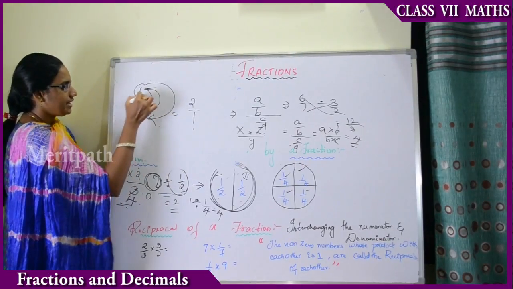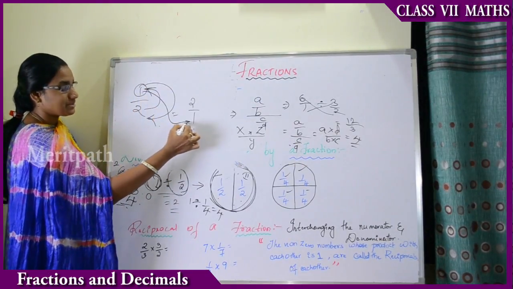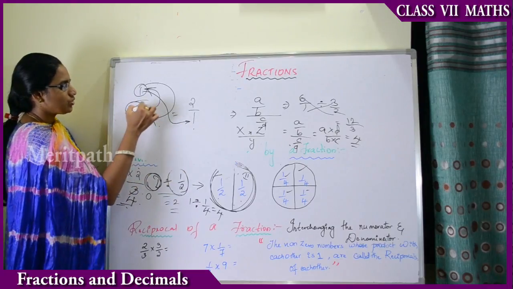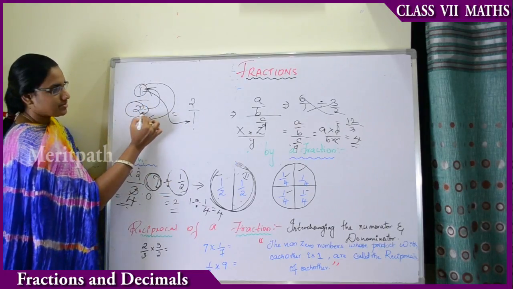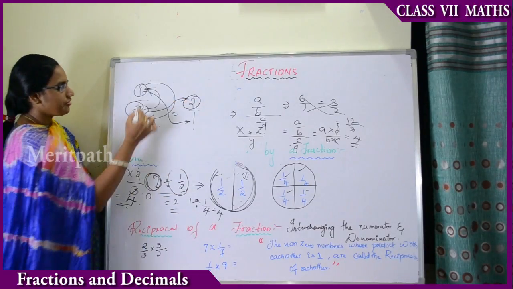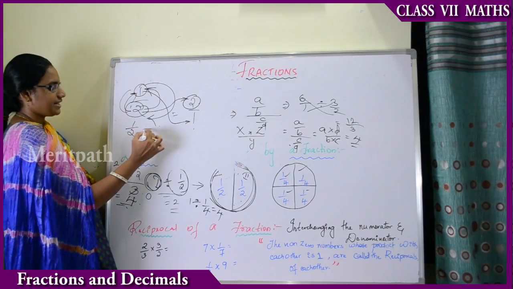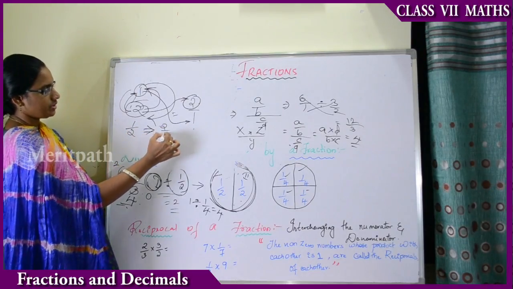That means the numerator, which is 1, is going to the denominator place, and the denominator 2 will be going to the numerator position. That is the interchange of numerator and denominator. In this way we can change it into its reciprocal.